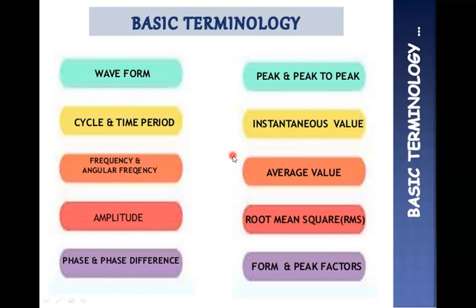Peak value: we can define peak value as the maximum value, either positive or negative, that a waveform attains. Peak values can be expressed for voltage or current, as well as for power. Power is nothing but the product of voltage and current. And what is peak to peak? Peak to peak is the difference between the maximum positive and the maximum negative amplitudes of the wave.